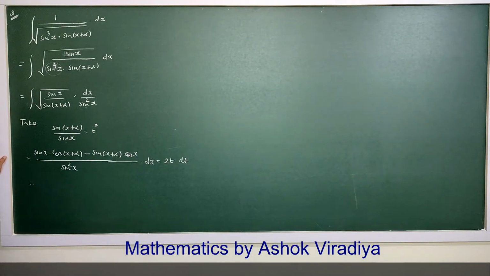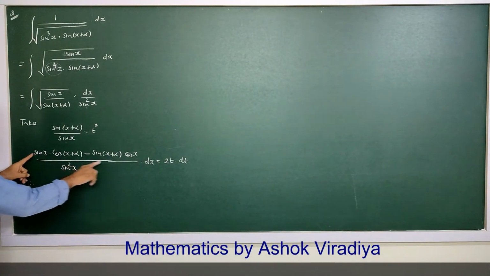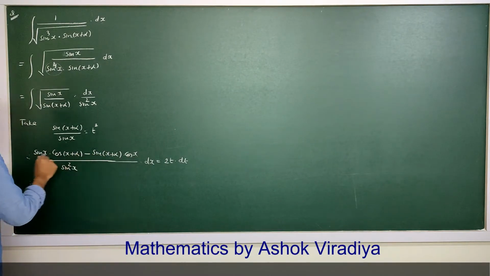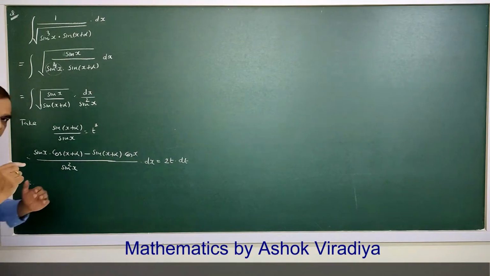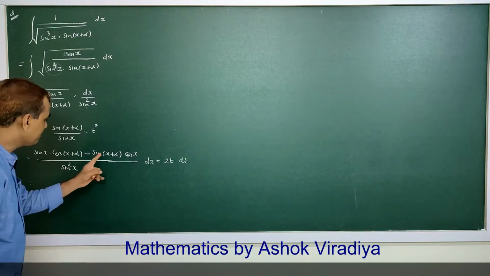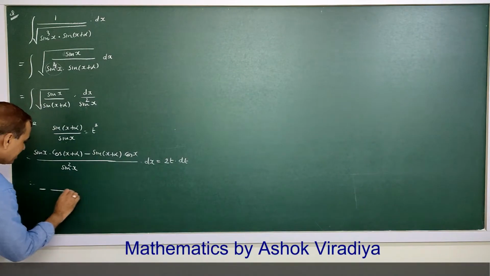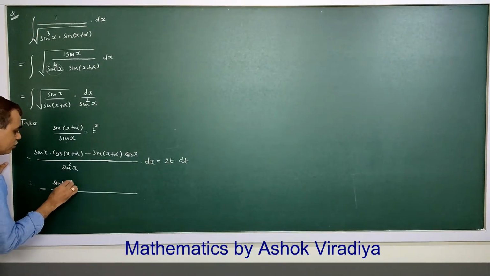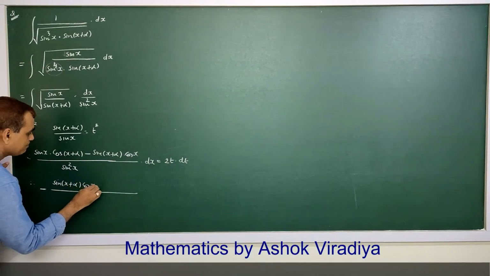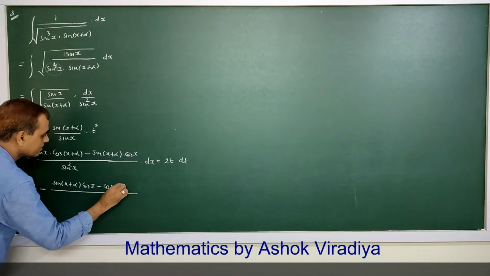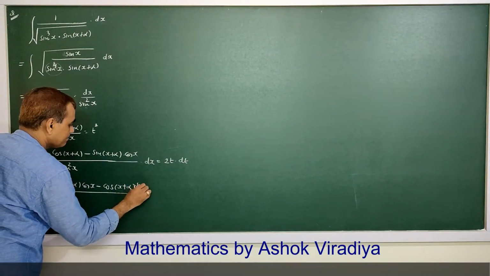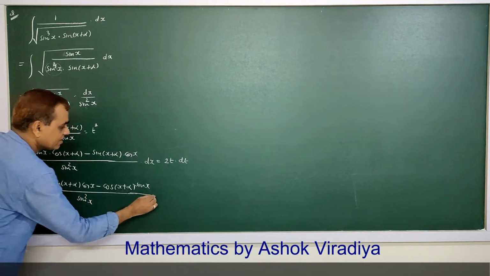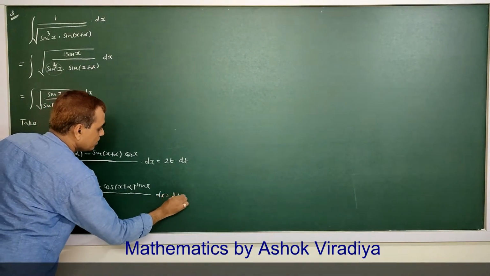So therefore, now see here, observe the pattern of this numerator, sin alpha cos beta minus cos alpha sin beta. This is visible if we take minus common. Taking minus common, this number will be, in first place, sin of x plus alpha cos beta minus cos of x plus alpha sin beta upon sin square x dx is 2t dt.